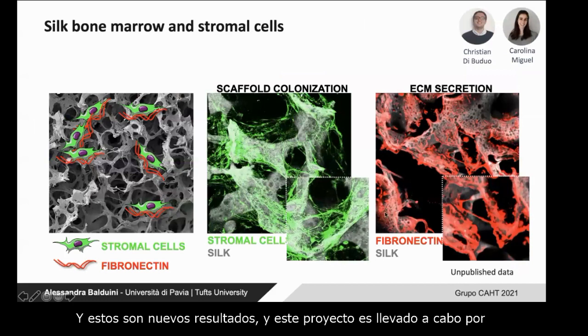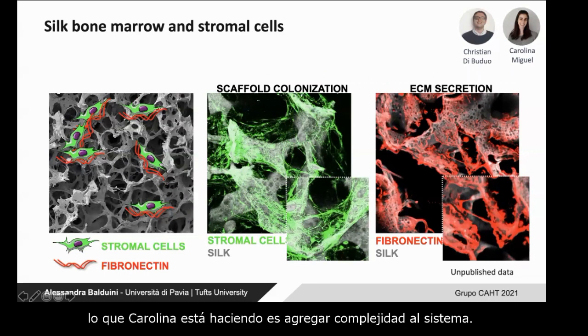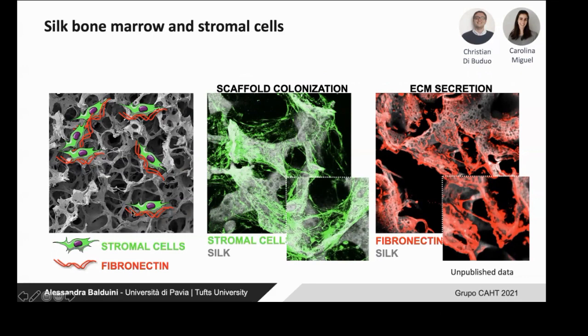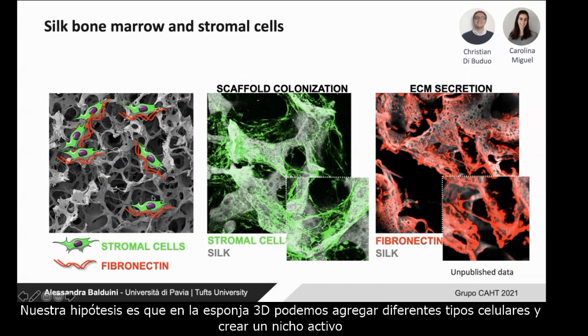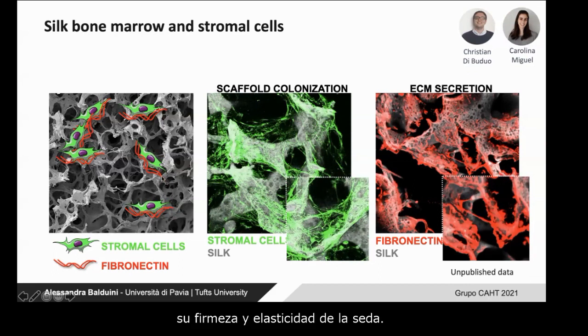And now these are new results, and this project is carried on by Carolina Miguel. Carolina graduated with Mirta Schattner, and now she's a PhD student in my lab. And what Carolina is doing is, again, adding some complexity to the system. Our hypothesis is that in the 3D silk sponge, we can add a different cell type and create an active niche with cells producing their own matrices. And this is driven also by the characteristics of the silk, by the stiffness and the elasticity of the silk.